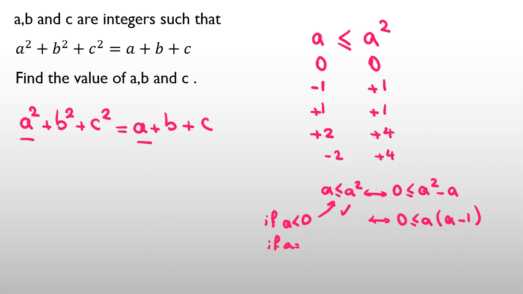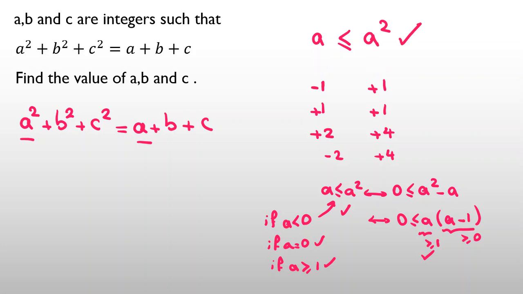If A is 0, again it's okay. If A is positive, or we can say at least 1, then this part will be at least 0, and this part will be greater than or equal to 1. So again, it's correct. If A is negative, it is correct. If A is 0, it is correct. And A greater than or equal to 1, meaning positive, is correct. So it is always correct.